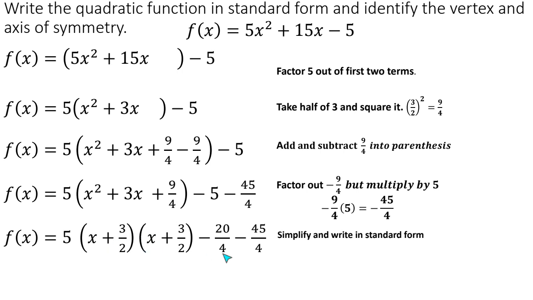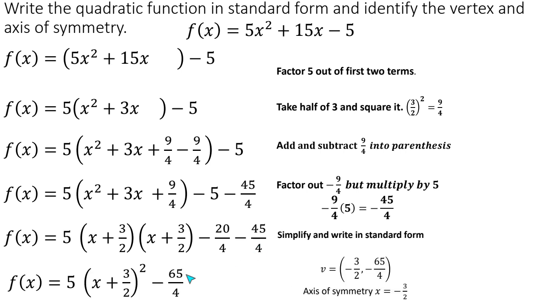Now over here, in order for me to add negative 5 and negative 45/4, I need to have a common denominator. So that common denominator is 4. So the 5 can be written as 5/1. And if I multiply by 4 in the denominator and 4 in the numerator, then 5 times 4 is 20, and then we end up with 4. So negative 20 minus 45, simplify here, and we get negative 65 divided by 4. So my vertex would be negative 3/2 and negative 65/4.